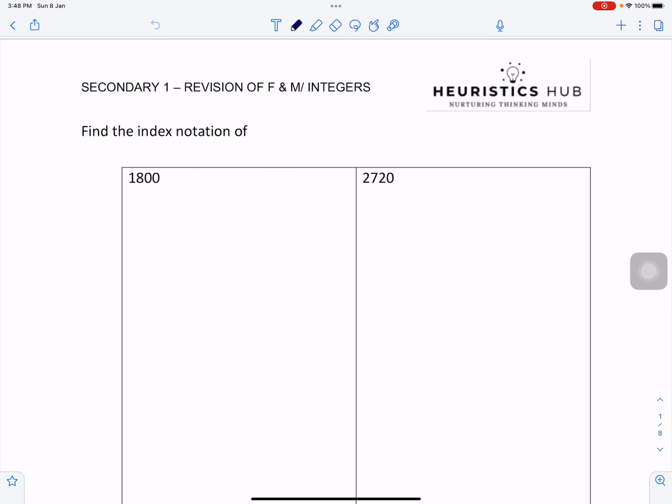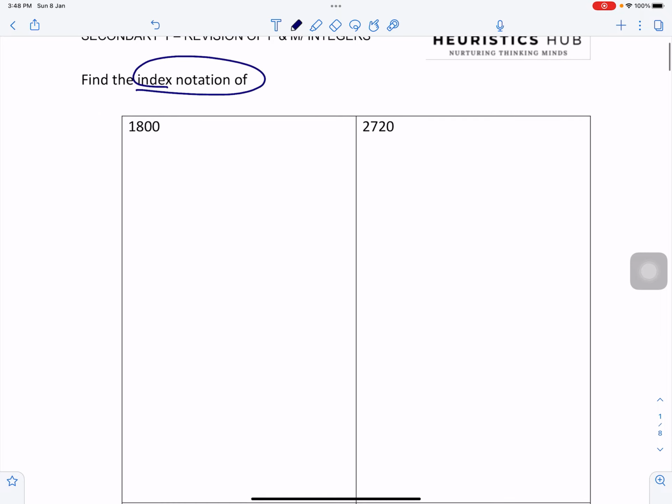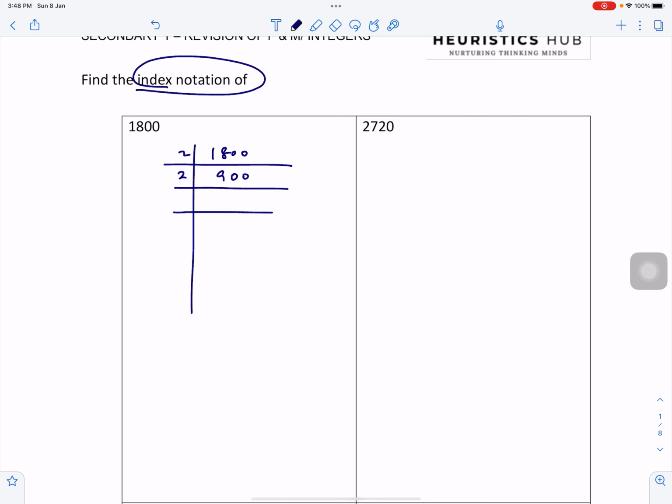Let's take a look at the first question. The first question says, find the index notation of 1800. This is using prime factorization. So you divide by 2. Now you cannot divide by 9. Why can't you divide by 9? Because it's not a prime number. When it's not a prime number, you cannot use it for prime factorization. So you divide all the way until you reach 1.